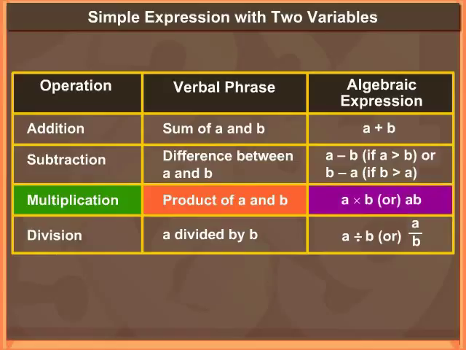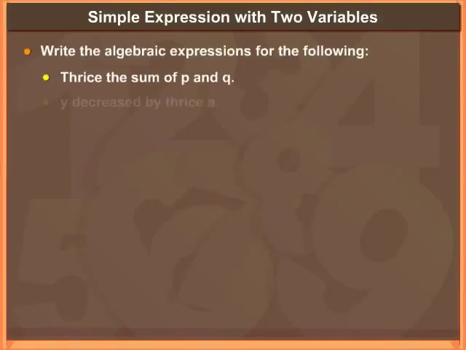In the second row, for subtraction, the verbal phrase used is difference between A and B, so the algebraic expression becomes A minus B. In the third row, for multiplication, the verbal phrase product of A and B can be written as AB in expression form. Similarly, we get the algebraic expression for division, verbal phrase A divided by B, as A by B. Thus, simple expressions can be expressed in word phrases and using mathematical operators. Solve this on your own.